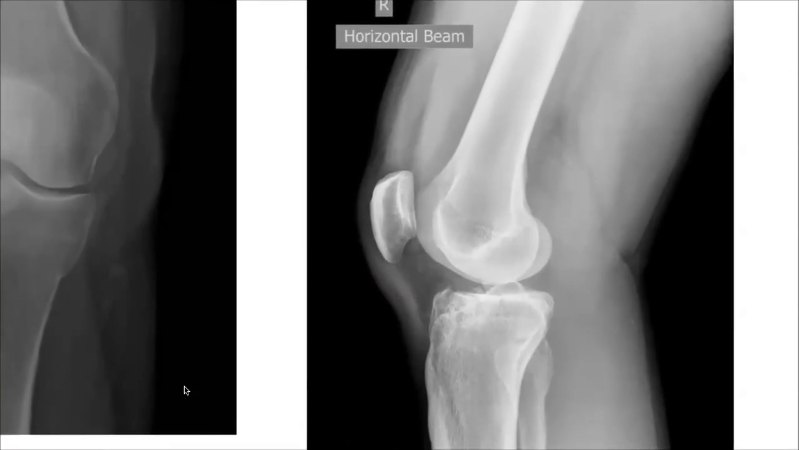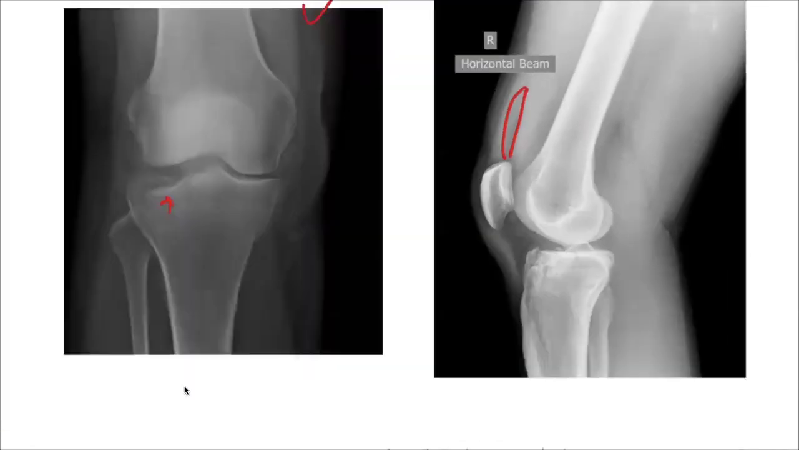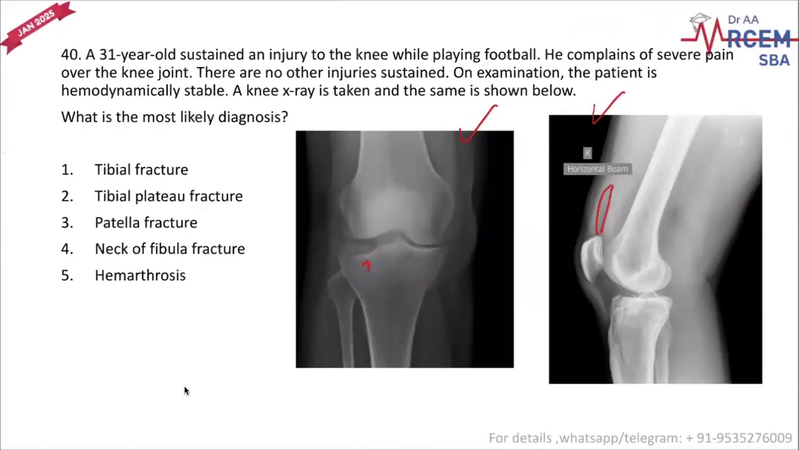If they have given this X-ray, what are we seeing here? There is a fat deposit which is present. This is known as lipohemarthrosis. Presence of this is also suggestive of a tibial plateau fracture. So the right diagnosis here is the tibial plateau fracture.